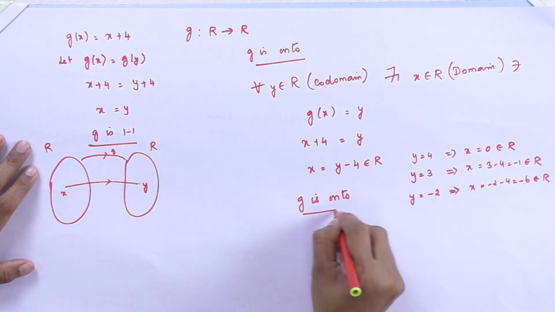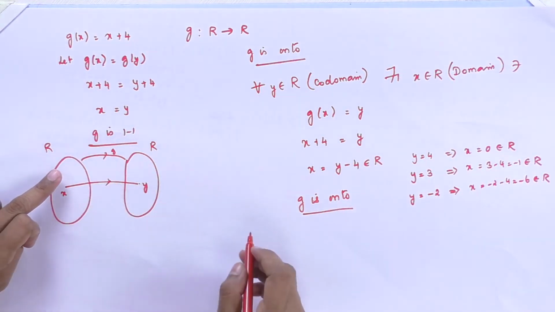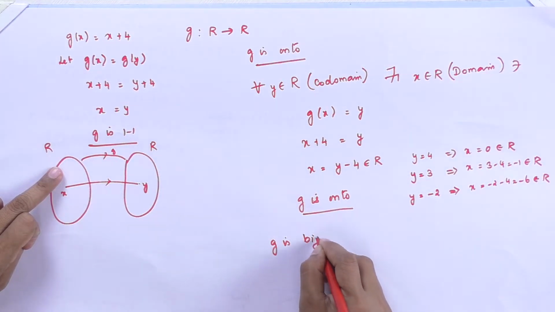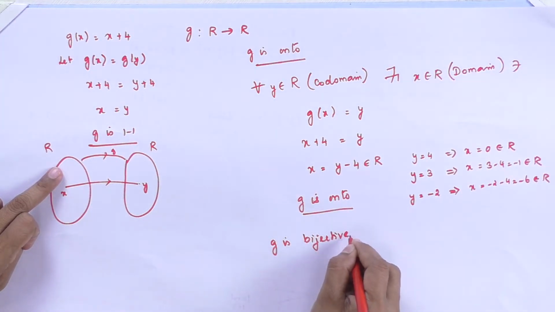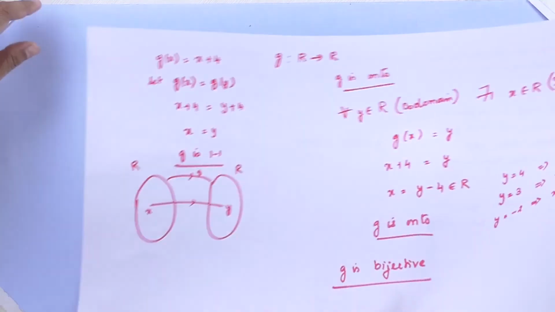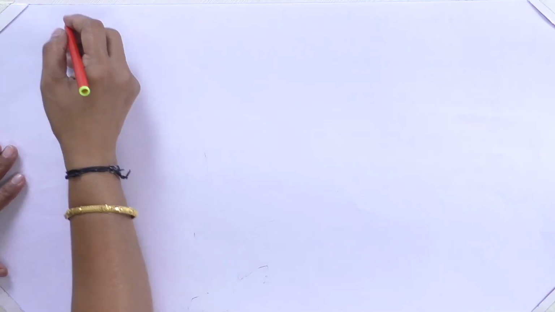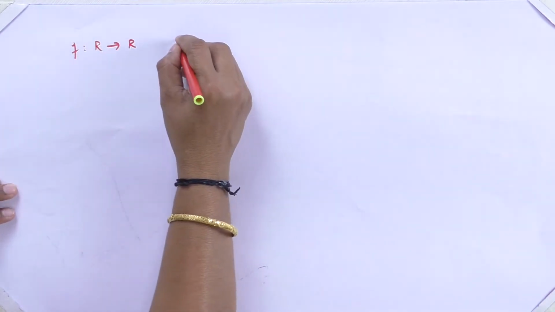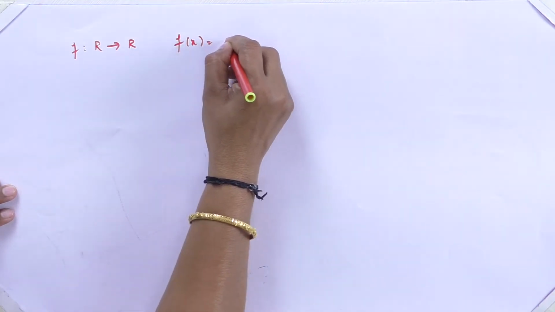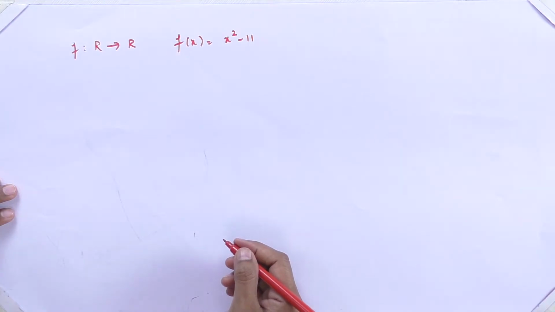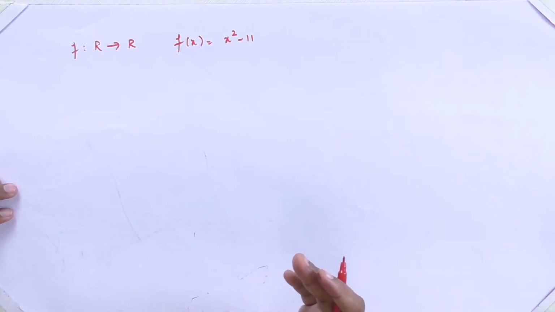Understood now? Because g is 1 to 1 and onto, I can say that g is bijective. And the next problem we have is, suppose f is a function from R to R again, where f of x is defined to be x squared minus 11, and we will have to check whether this is 1 to 1, onto or bijective.